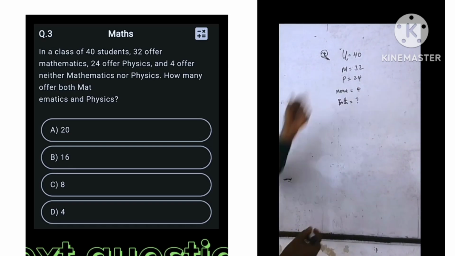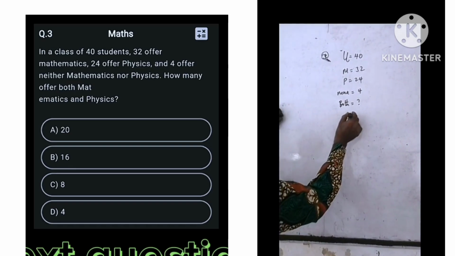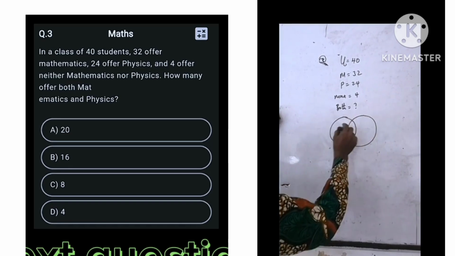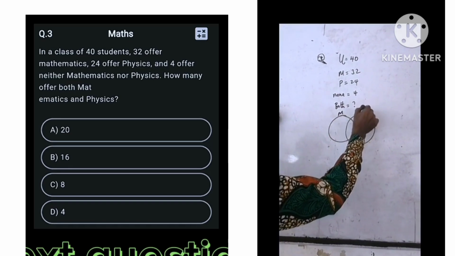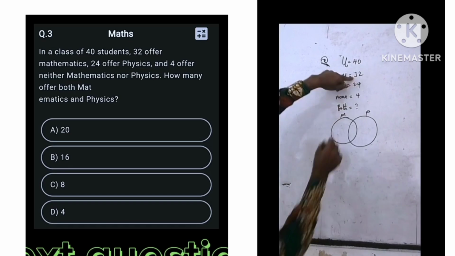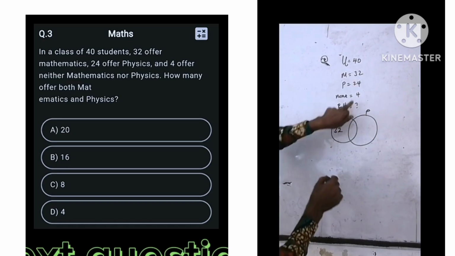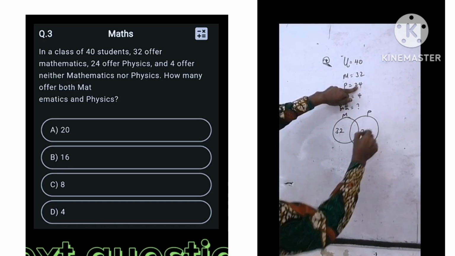So all I will do is this. I will use my Venn diagram to solve. So I'm going to draw my Venn diagram. This is for mathematics and this is for physics. 32 offered maths, I will put 32 here. 24 offered physics, I will put 24.